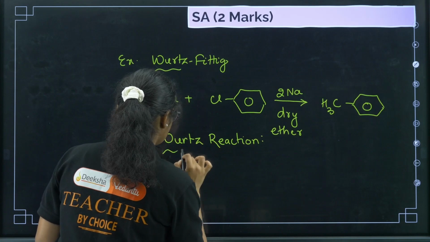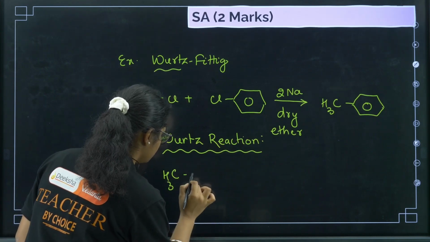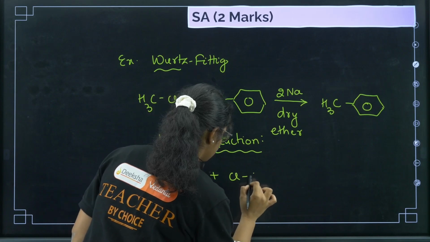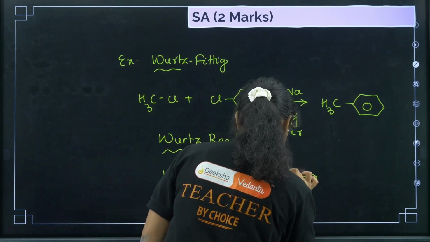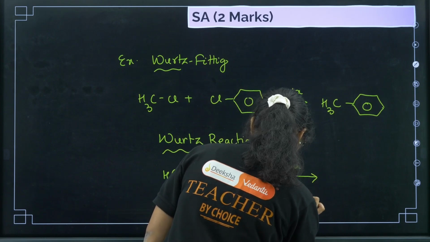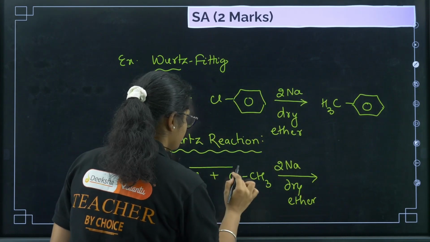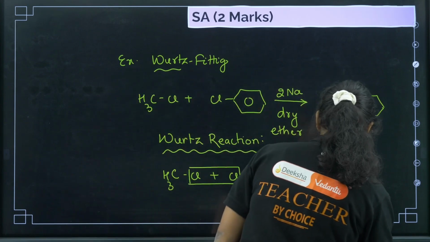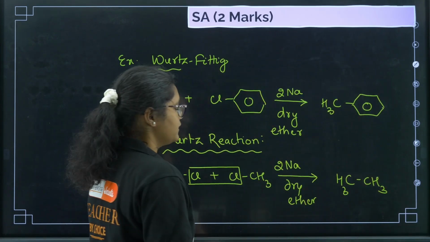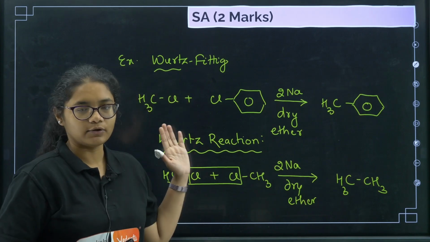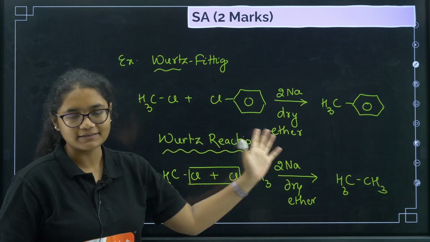Now for the Wurtz reaction, what happens? If you have CH3Cl plus ClCH3 in the presence of 2Na and dry ether, the chlorine will be removed and you will get CH3-CH3. So this is your Wurtz reaction. I hope you can write down the statement, very easy, you just need to write the reactants and products.